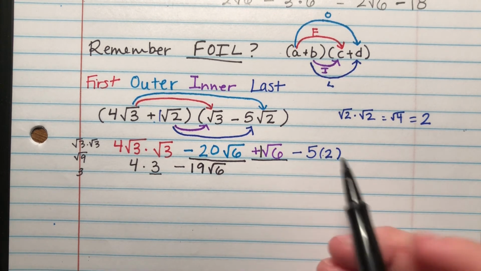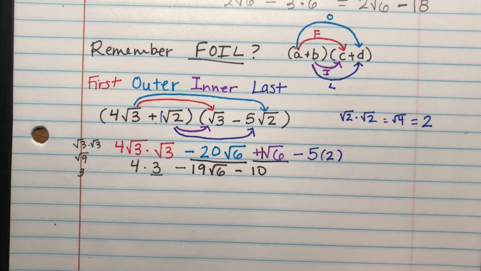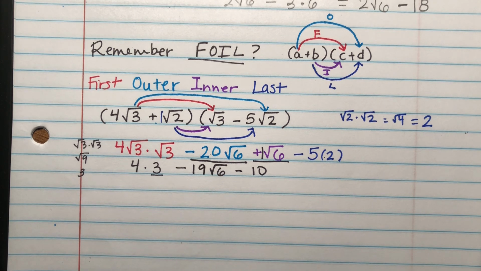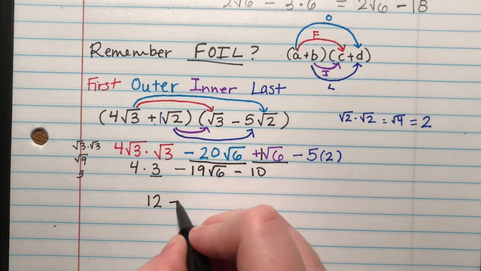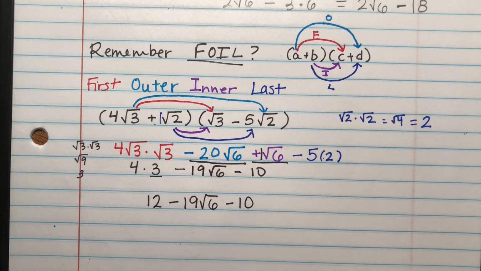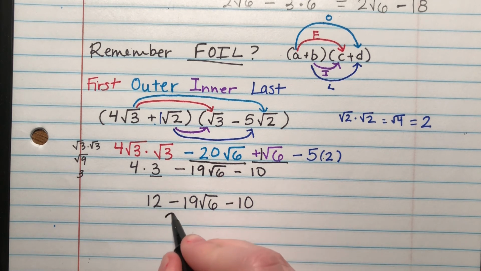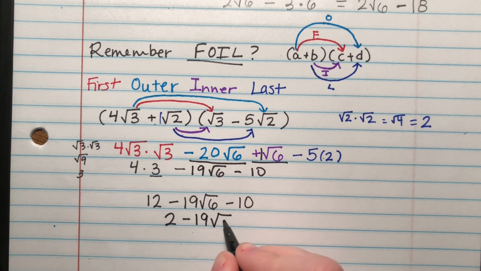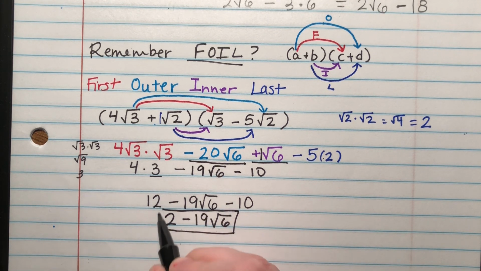And then minus 5 times 2. So 5 times 2 is 10, so minus 10. Alright, now I'm going to simplify further. So I have 4 times 3 gives me 12, minus 19 square root of 6, minus 10. Okay, now I have 12 minus 10, which is going to give me 2. And then minus 19 square root of 6 is what I'm left with. So this would be my final answer.